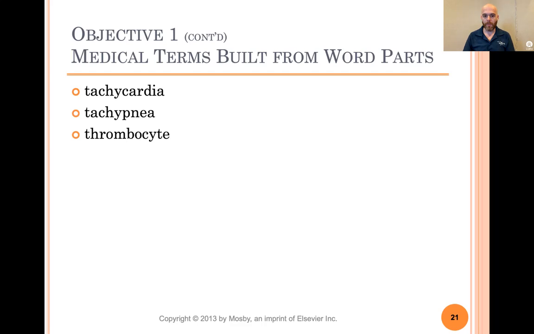Thrombocyte. If you remember from earlier, thromb meant a blood clot that forms somewhere. A cyte we know is a cell. So a thrombocyte is actually one of your platelet cells that forms a blood clot. So a thrombocyte is not the blood clot itself, but one of the many cells that make up the blood clot.